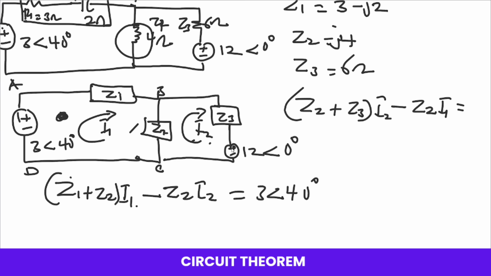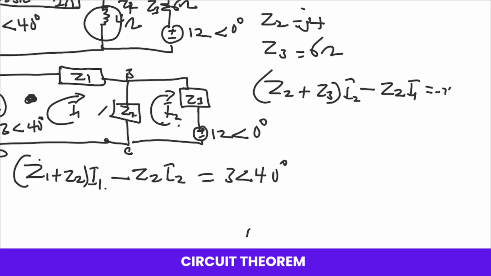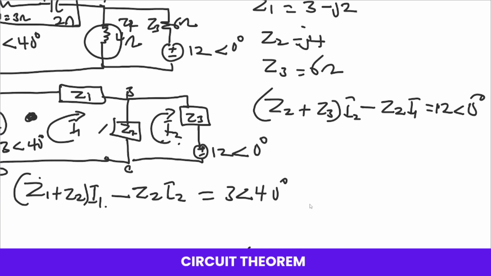Let's go from positive to negative. That will give us minus 12 angle 0 degrees. You get it? So let's now substitute the values. We have the parameters, so we can put them inside.